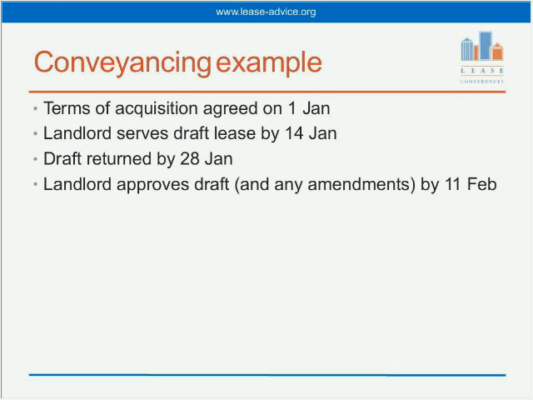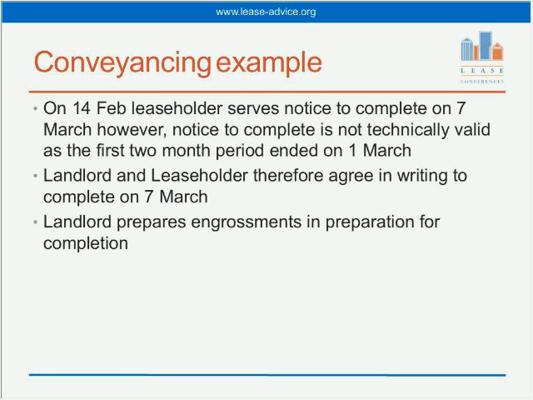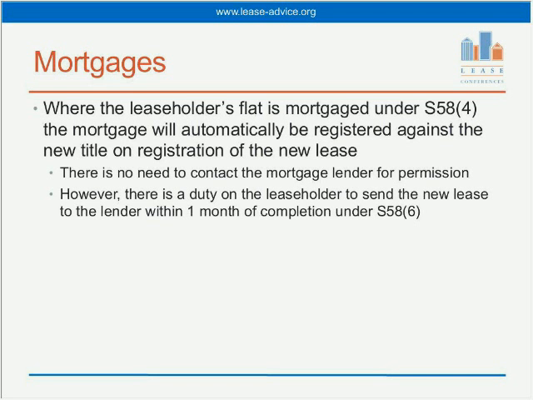So here's an example of the timetable. Terms of acquisition agreed on the 1st of January. Landlord serves draft lease by the 14th of January. Draft returned by the leaseholder by the 28th of January. Landlord approves the draft and any amendments by the 11th of February. On the 14th of February, leaseholder is served notice to complete for completion on the 7th of March. However, notice to complete isn't technically valid as the first 2-month period ended on the 1st of March. The landlord and leaseholder therefore agree in writing to complete on the 7th of March, and engrossments are prepared of the leases in preparation for completion. And mortgages are dealt with as well.